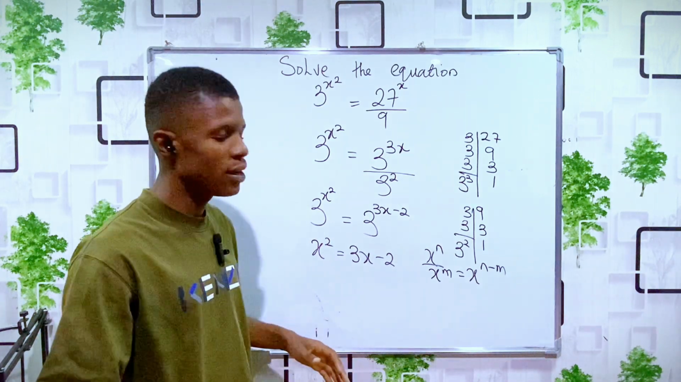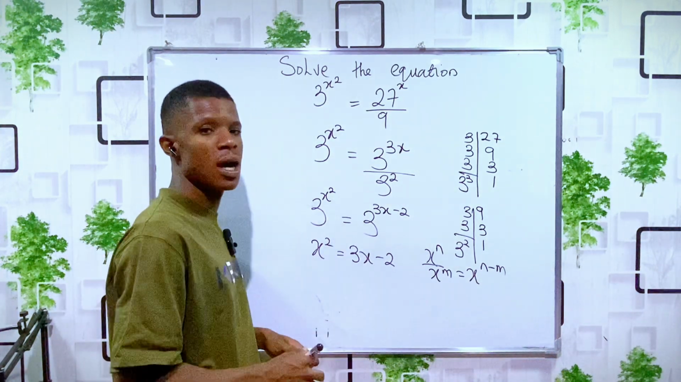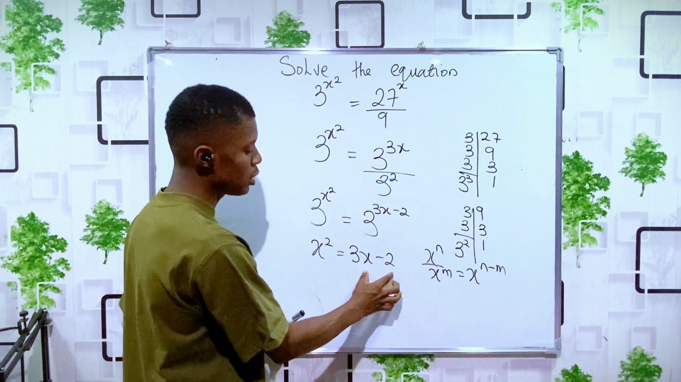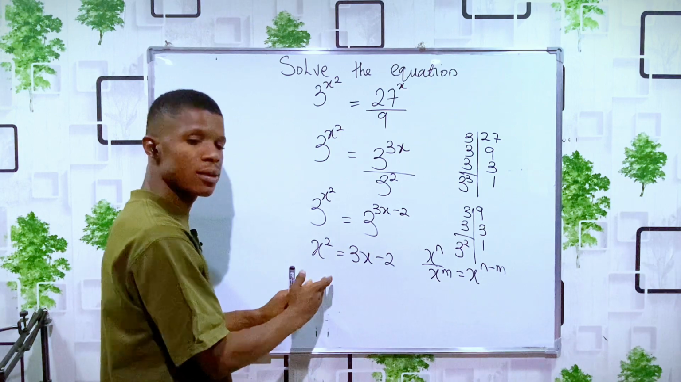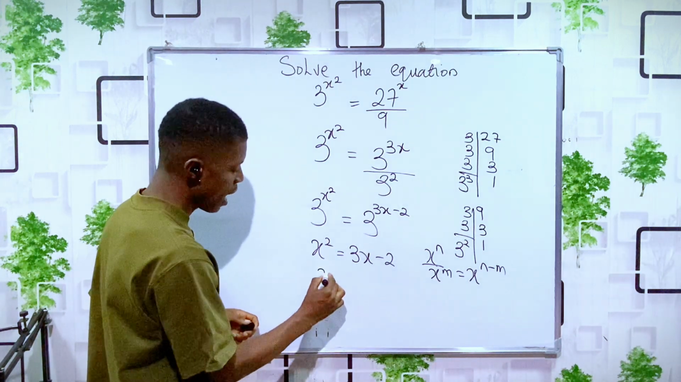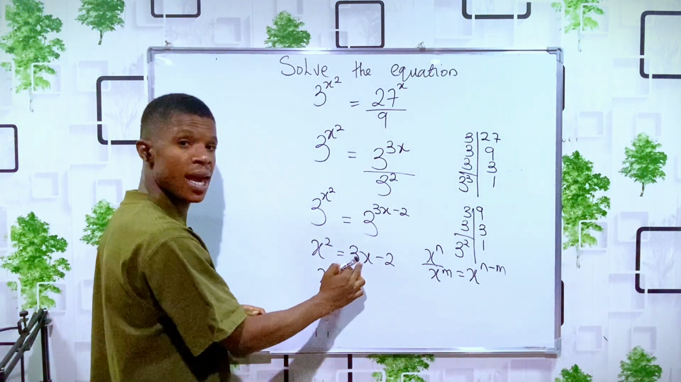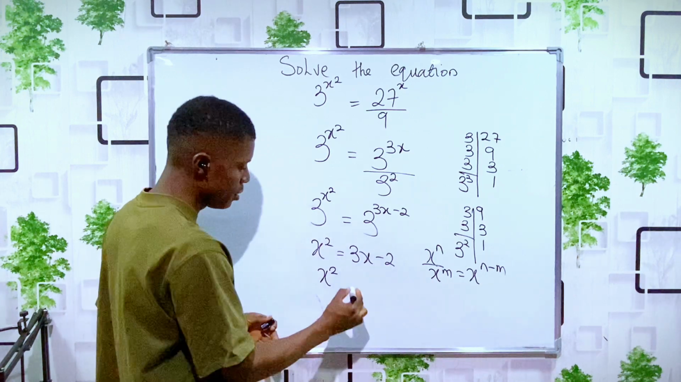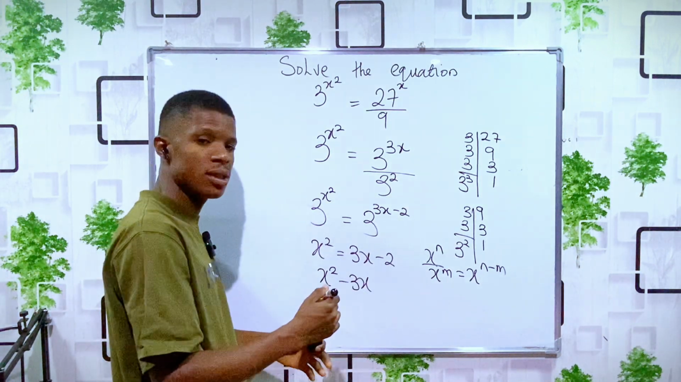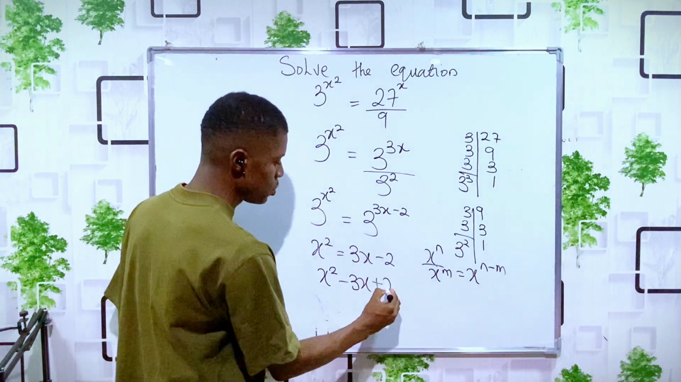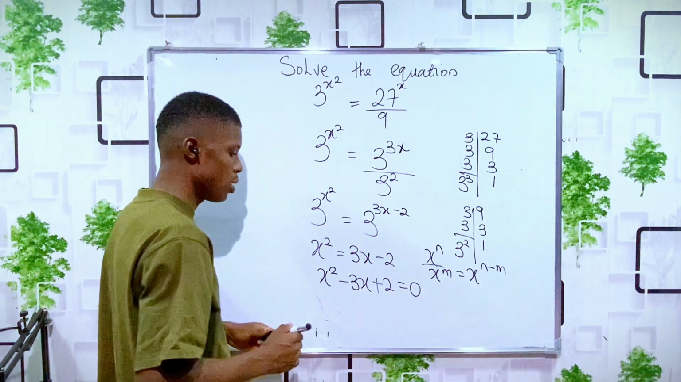To do that is very simple. I will use factorization. I'll bring all the terms on the right hand side back to the left hand side. So I have x squared, 3x crossing the equality sign becomes minus 3x, minus 2 crossing the equality sign becomes plus 2, and it is equal to 0.